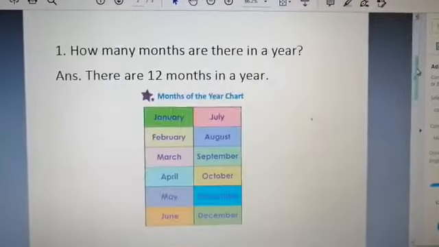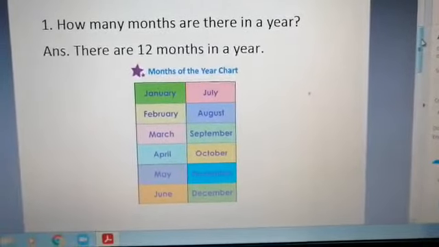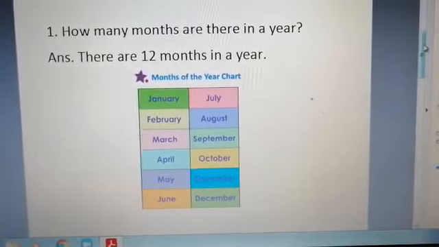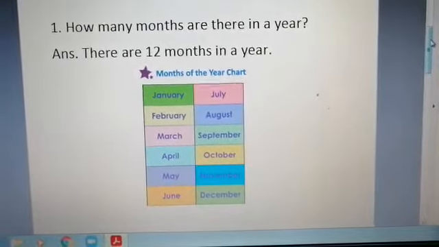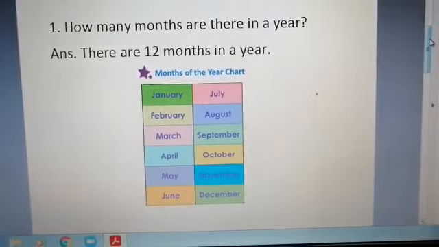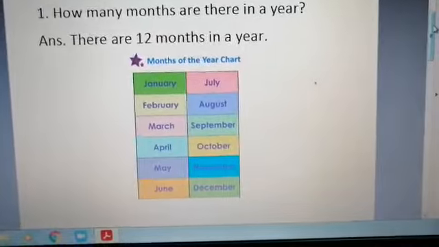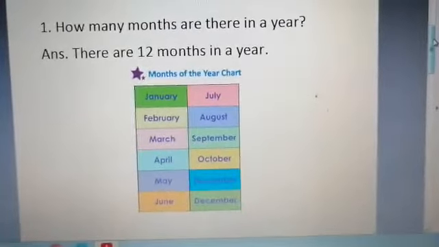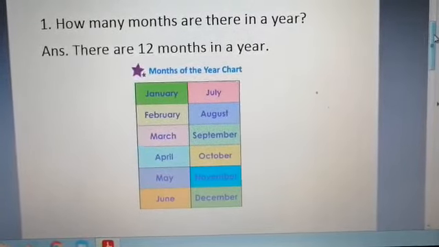Question number one is, how many months are there in a year? And answer is, there are 12 months in a year.